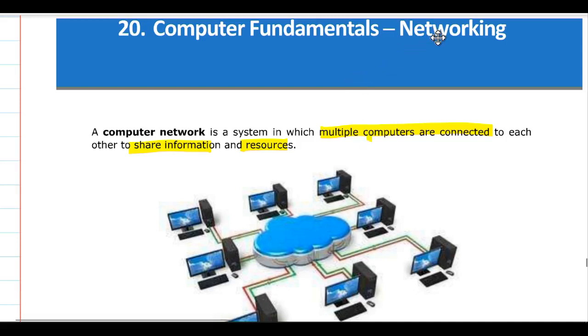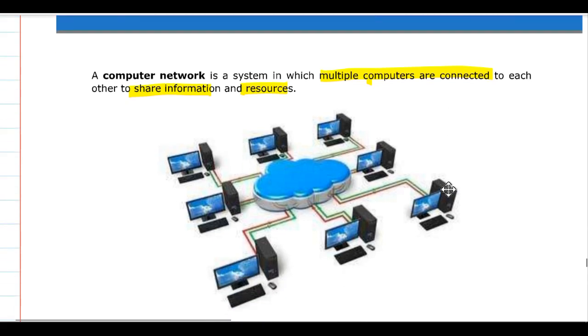We are going to discuss computer networking, and we see now that a computer network is a system in which multiple computers are connected to each other to share information and resources. And this is how a computer network looks like. At some point, we should be able to differentiate between a network and internet.